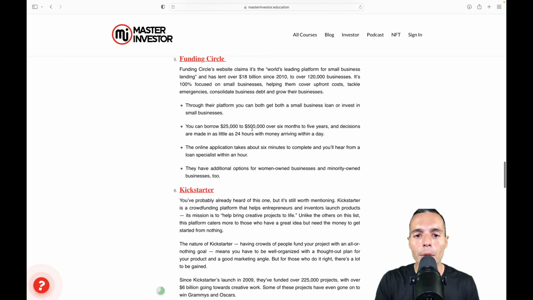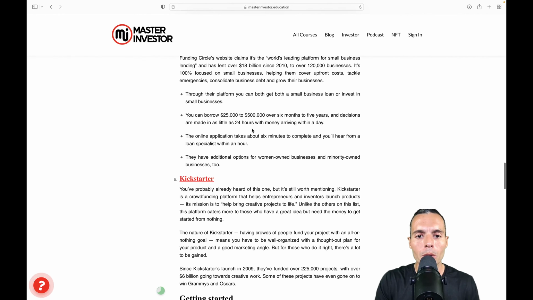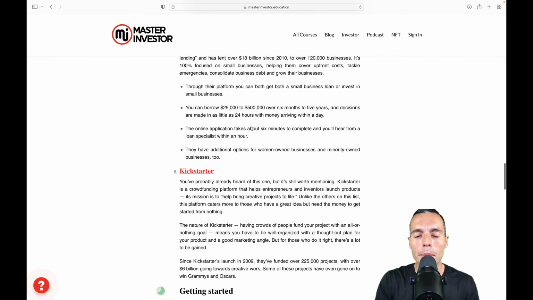It is 100% focused on small businesses, helping them cover upfront costs, tackle emergencies, consolidate business debt, and grow their businesses. Through the platform, you can both get a small business loan or invest in small businesses.